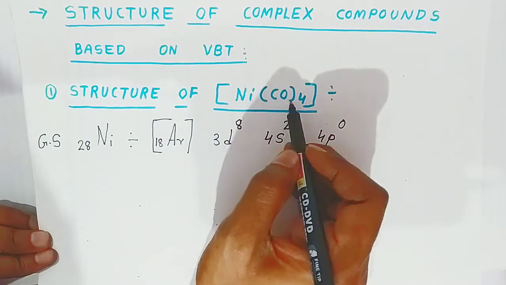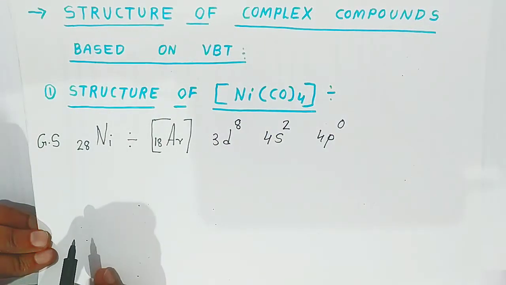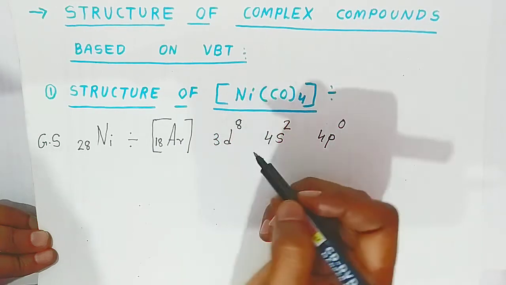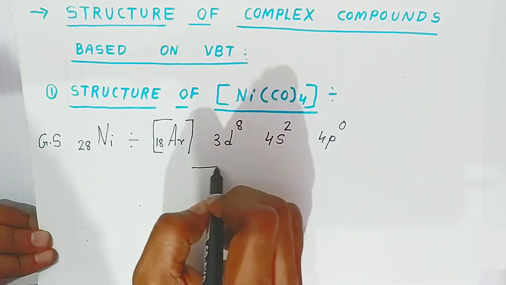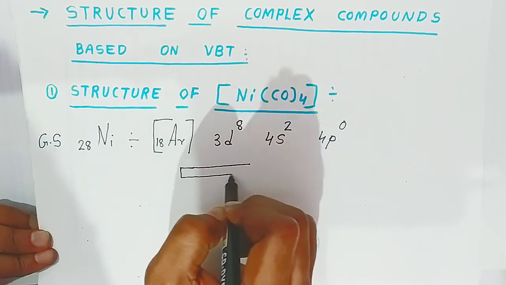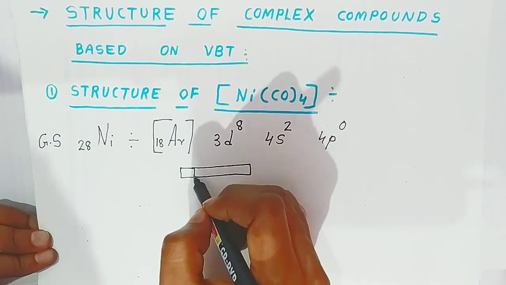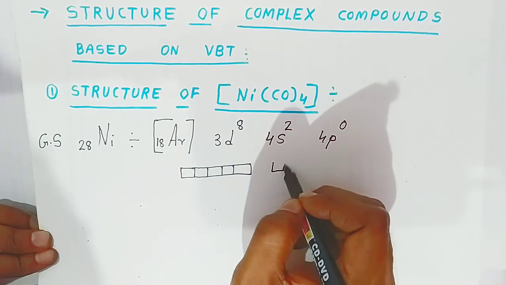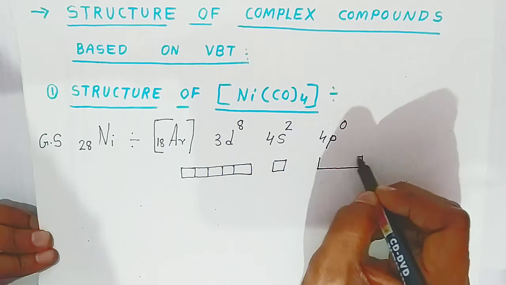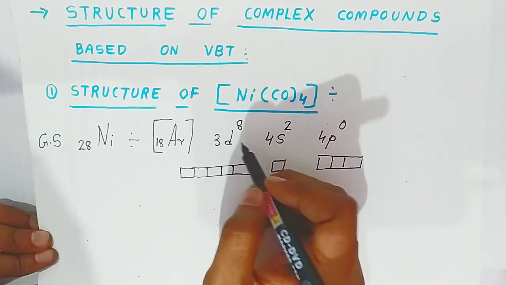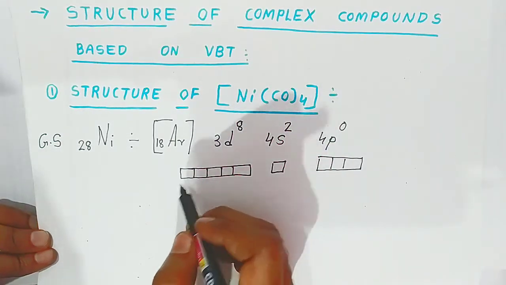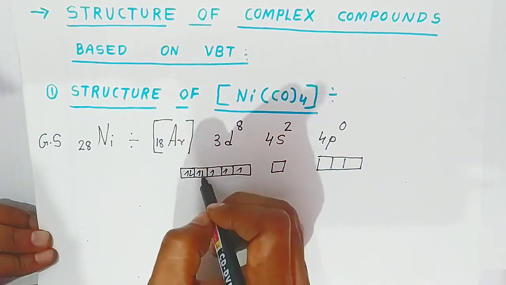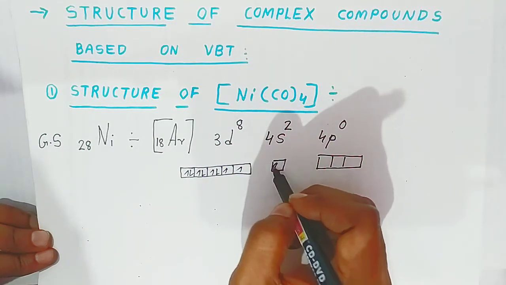Now students, because nickel tetracarbonyl does not have any charge, it will directly go to the hybridization. So you have the 3d8 structure. When you write the subatomic orbitals, 3d has 5 subatomic orbitals, 4s has only 1, and 4p has 3 subatomic orbitals. Now when you fill the 8 electrons in the 3d orbitals, first you fill all the electrons singly, 5, then 6, 7, 8. Now 4s2 means paired here.